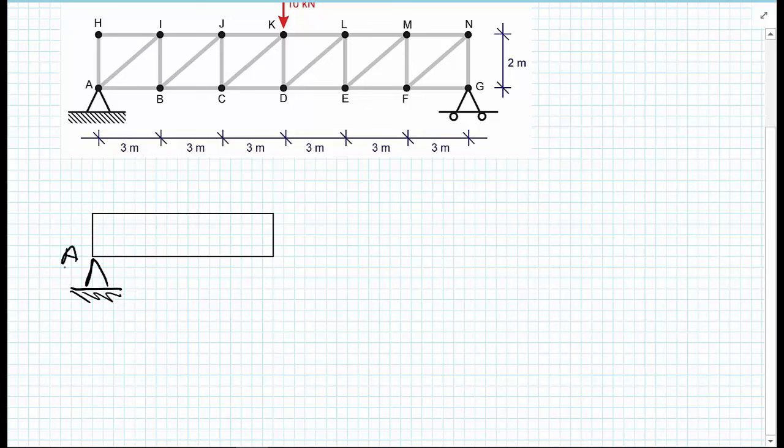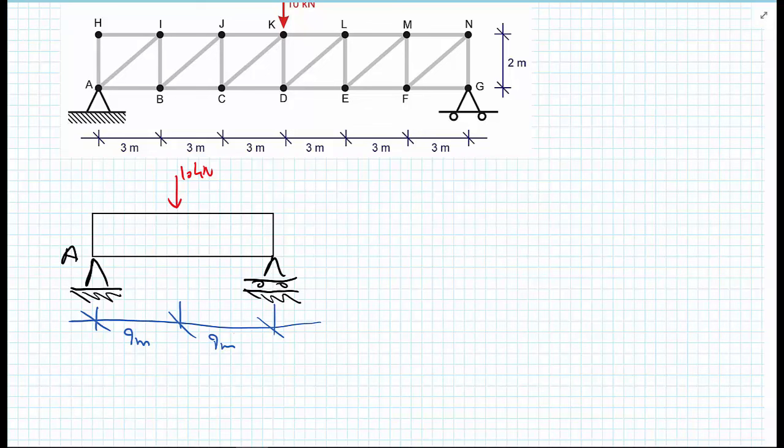That's point A, and we have a roller at point G and the point load in the middle. That was 10 kilonewtons, and now we'll add some dimensions to this. So we have 9 meters and 9 meters. We don't really need the vertical for this one, so let's do the equilibrium of this rigid body. Finally, just remember that this was point G.